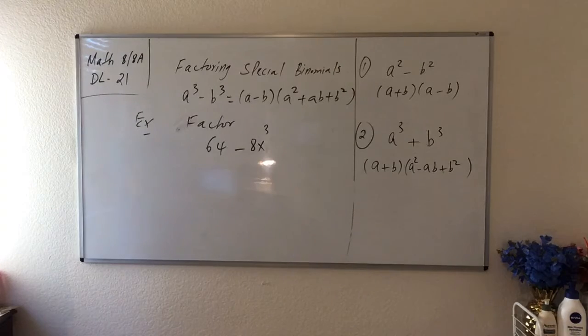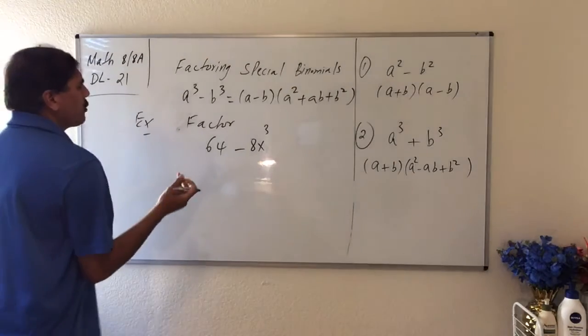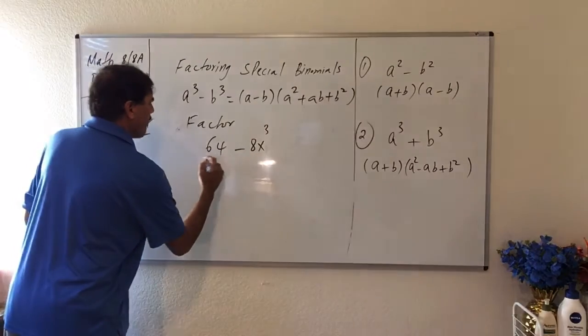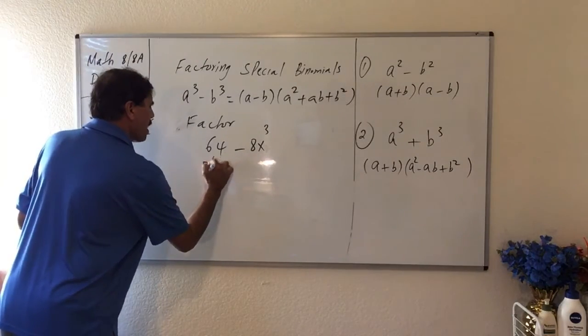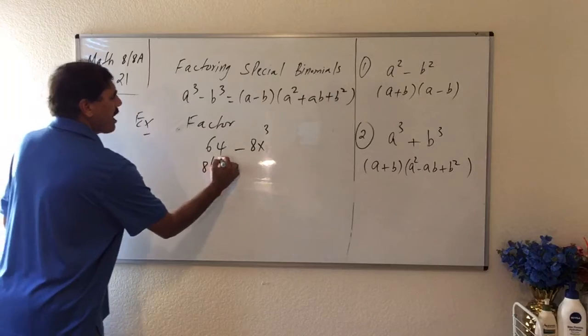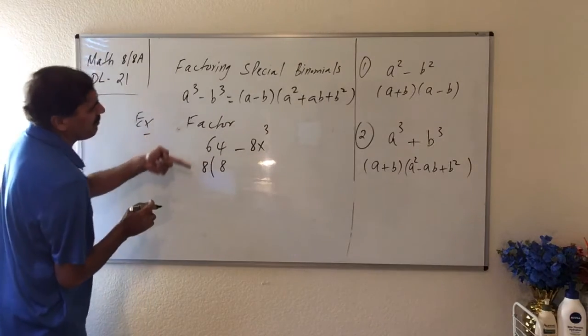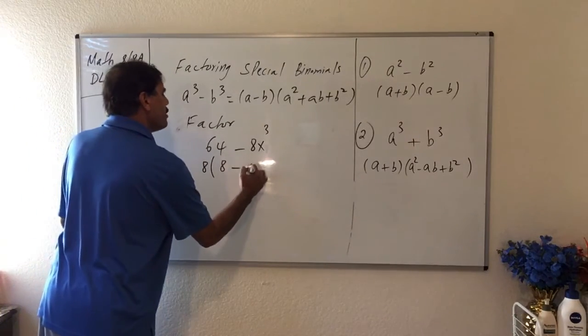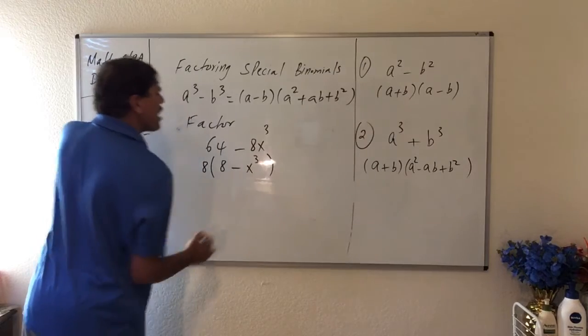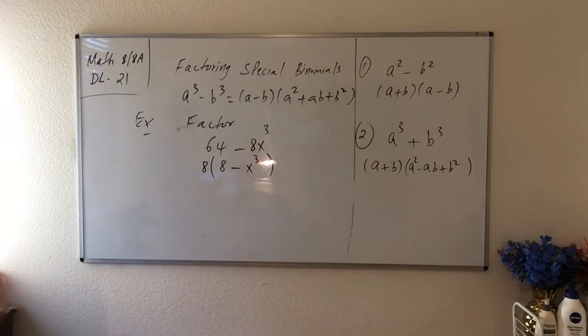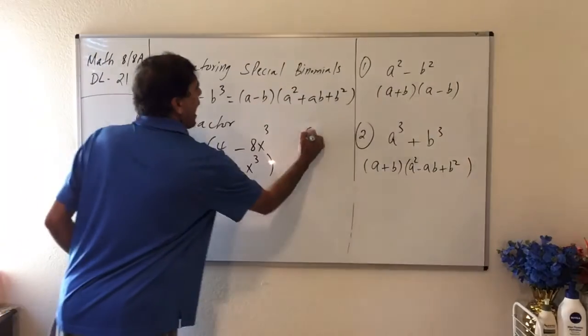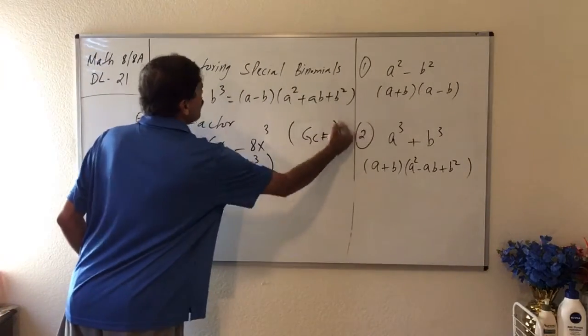So in this case we have a GCF. Make sure to take the GCF out first. So the 8 is coming out. 8 times 8 is 64, or 64 divided by 8, minus x cubed. Make sure you take the GCF out first, because otherwise your answer will not be in factored form. People forget all the time. So make sure GCF first. Any factoring approach, GCF first.